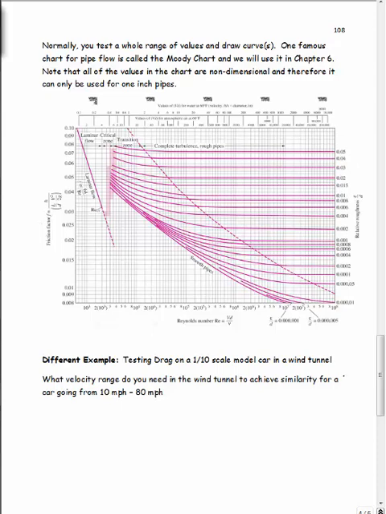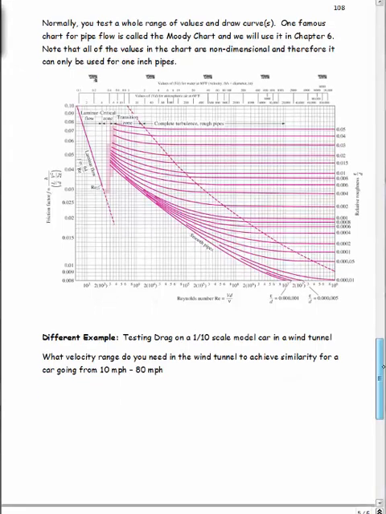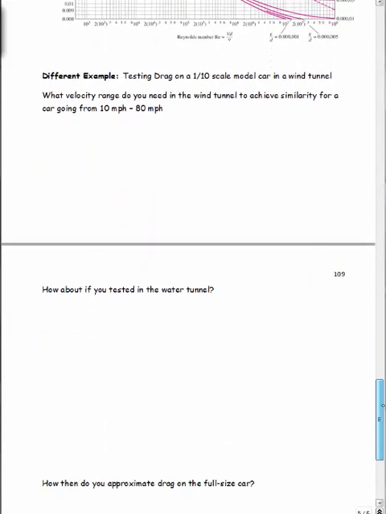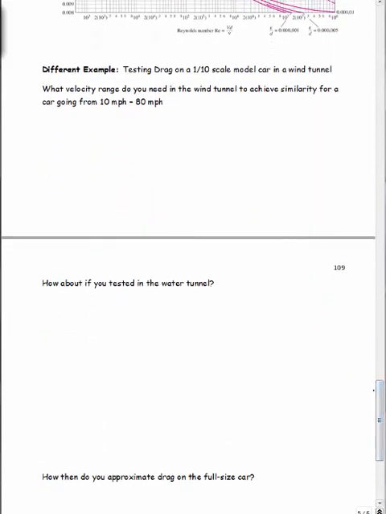Okay, different example. Testing drag on a 1/10 scale model car in a wind tunnel. First of all, what velocity range do you need in the wind tunnel to achieve similarity for a car going 10 miles per hour to 80 miles per hour? Okay, so we want a range. So we need the model velocity that corresponds to 10, and the model velocity that corresponds to 80 miles per hour.